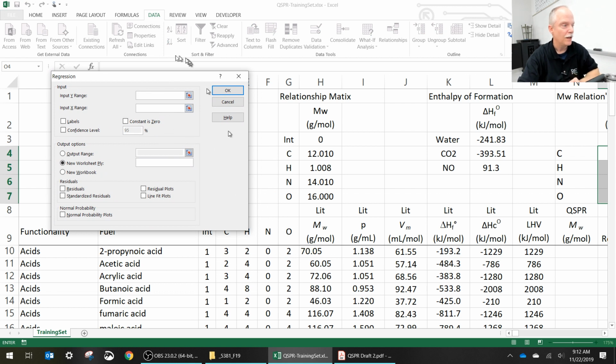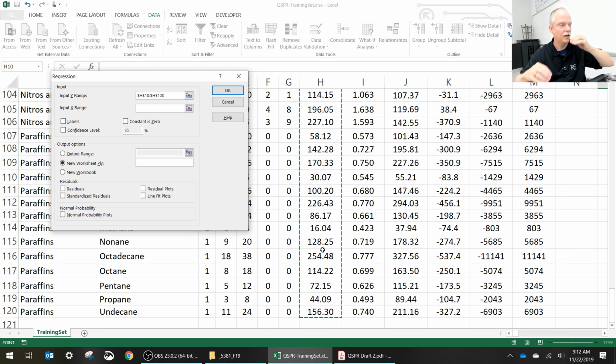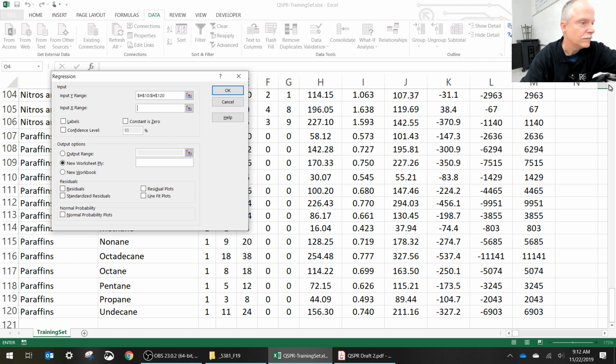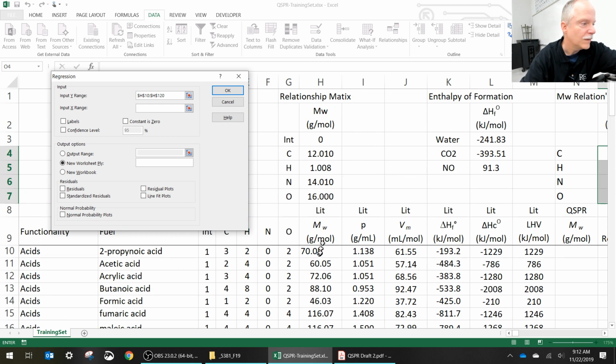Okay, so the Y range. The Y range are the dependent variables. The dependent variables are your properties. So we want the property of molar mass to be our Y range. And so we come down here and pick the literature values for molar mass. So it should be H10 through H120. So we've got column H, H10 through 120 for the molar mass. And then for the X range, these are the structural variables. So this is the structural matrix, and we want carbon.